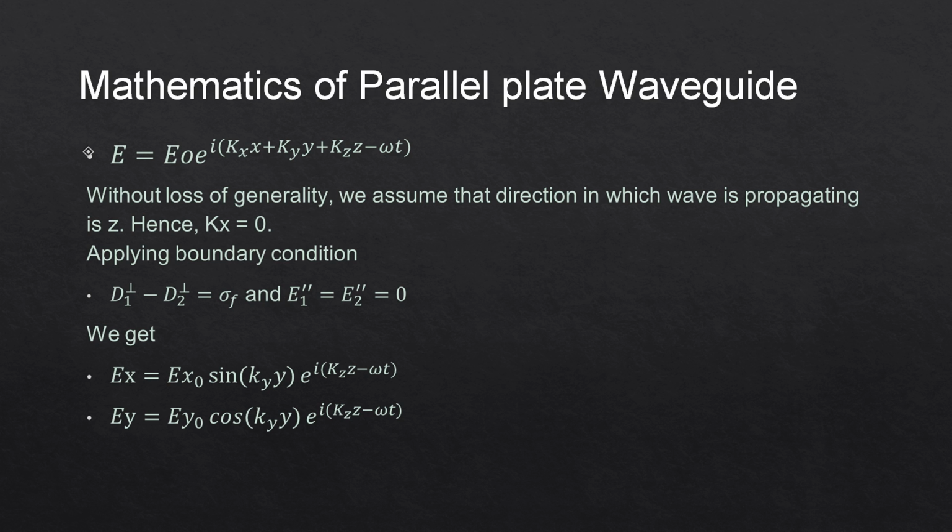Let us assume a general electric field as given. Without the loss of generality, let us take the direction of propagation as z direction, so kx equal to 0. Now, using Maxwell's equations, we get these two boundary conditions. So, substituting these boundary conditions and kx equal to 0, we get the respective Ex and Ey as given.